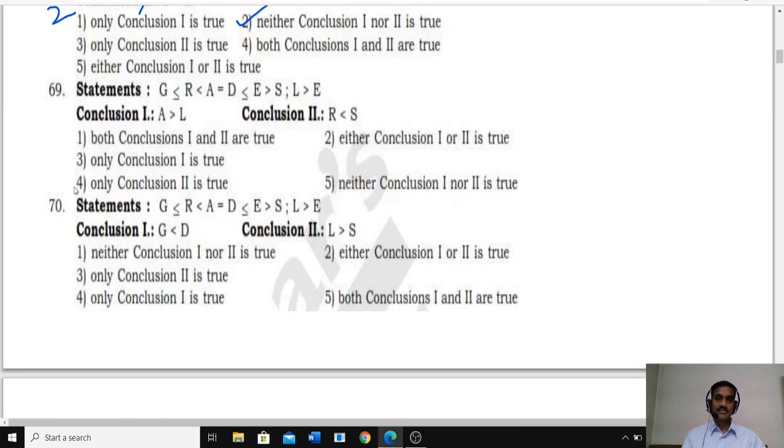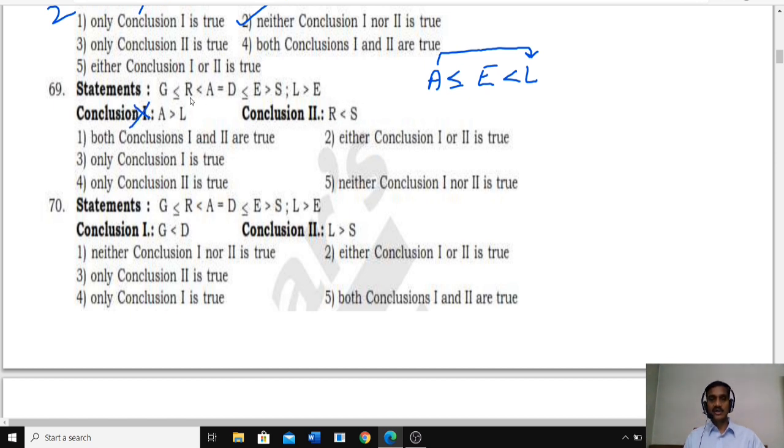Then 69, the relation between A and L. L is here, A is here. Which element is common? E is common. A lesser than or equals to E, and L greater than E. That means E lesser than L. Now the relation between A and L: lesser than or equals to, lesser. Which symbol is common? Lesser is common. A lesser than L is true. L greater than A is true. But A greater than L is false.